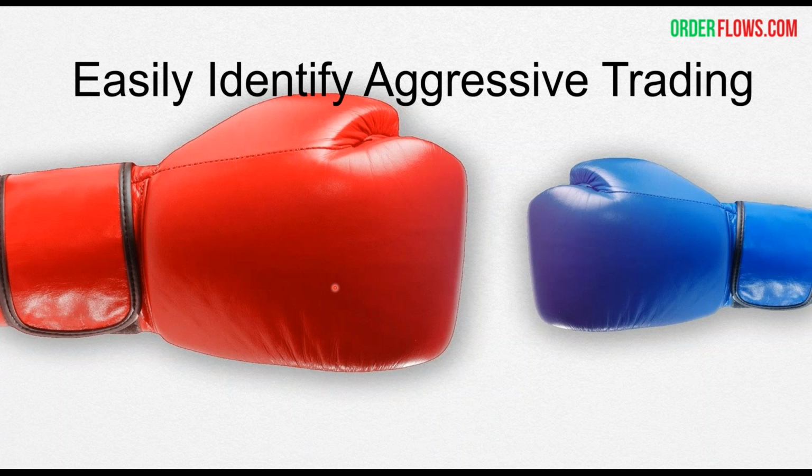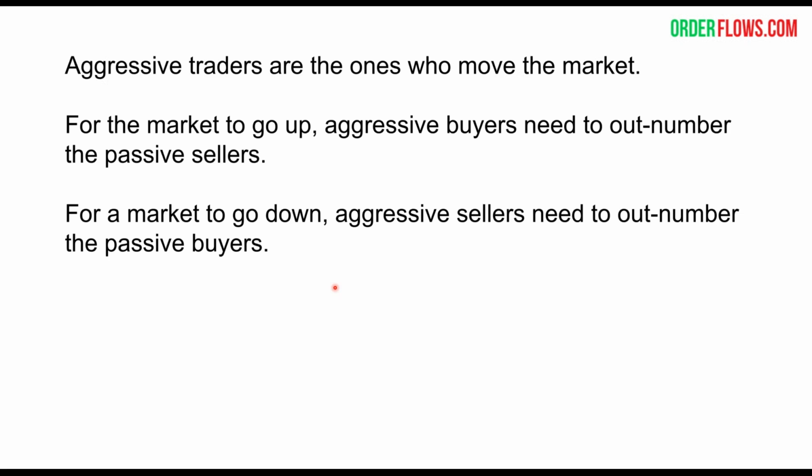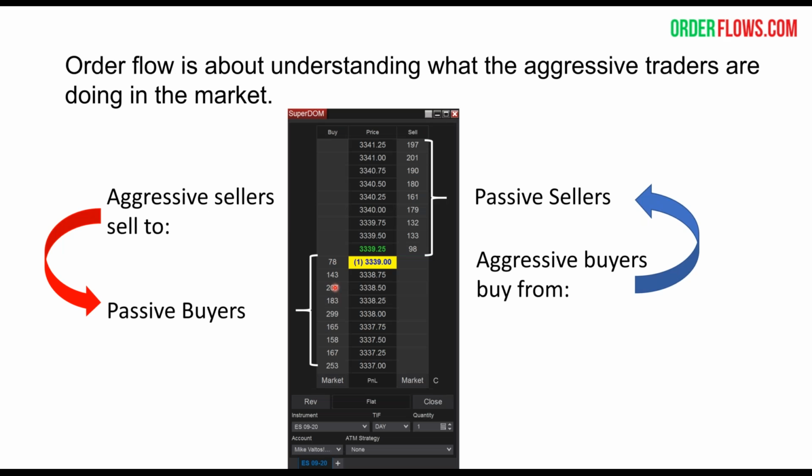Now, the next part I want to talk about is aggressive trading. As an order flow trader, you always want to be looking at what the aggressive traders are doing, because aggressive traders are the ones who move the market. For markets to go up, aggressive buyers need to outnumber the passive sellers. For a market to go down, aggressive sellers need to outnumber the passive buyers.